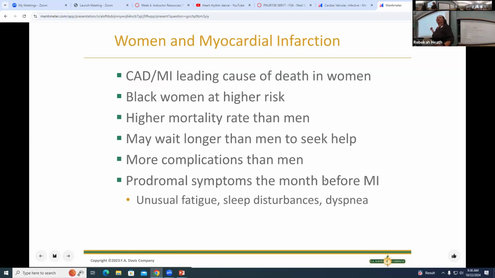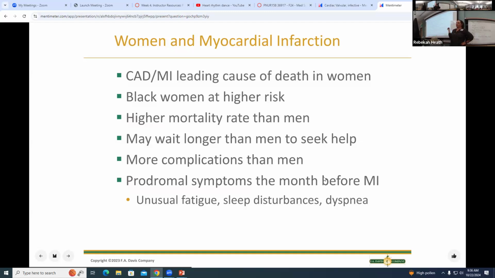Black women are even higher at risk of this. They do have a higher mortality rate than men, meaning they're more likely to die of this than men are if they have the same condition. They wait longer than men and they have more complications.